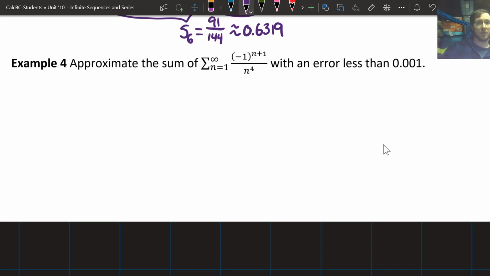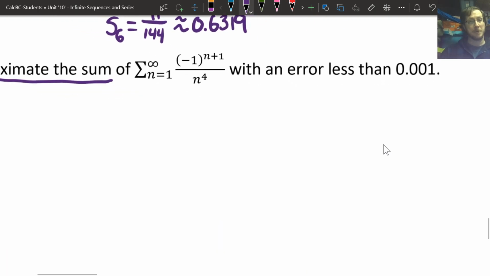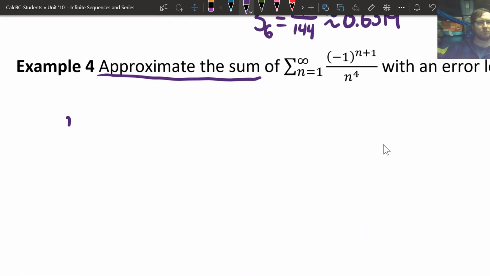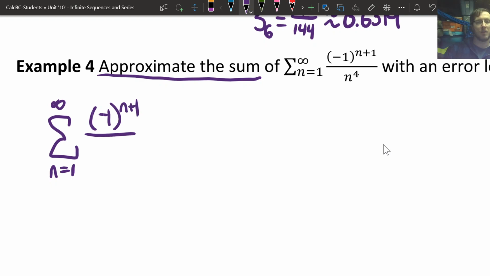Okay, so this one essentially only asks us for one thing, to approximate the sum of this series. But let's start it out the same way. So let's say sigma from 1 to infinity of our rule. And again, let's list out our terms.